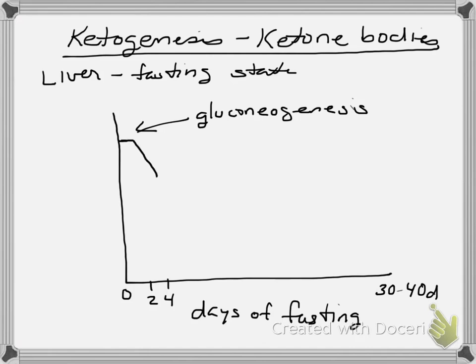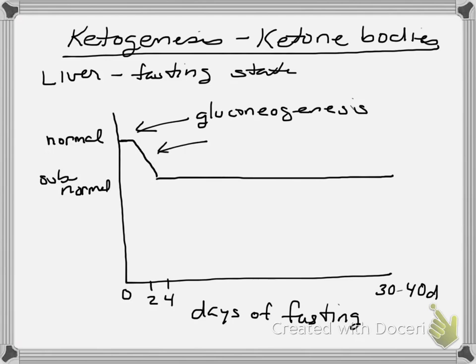And this decline takes blood glucose from a condition of normal homeostatic levels, and it brings the glucose down to subnormal levels. Now, these subnormal levels are essentially at the edge of losing consciousness, and the drop in glucose production is called glucose sparing.